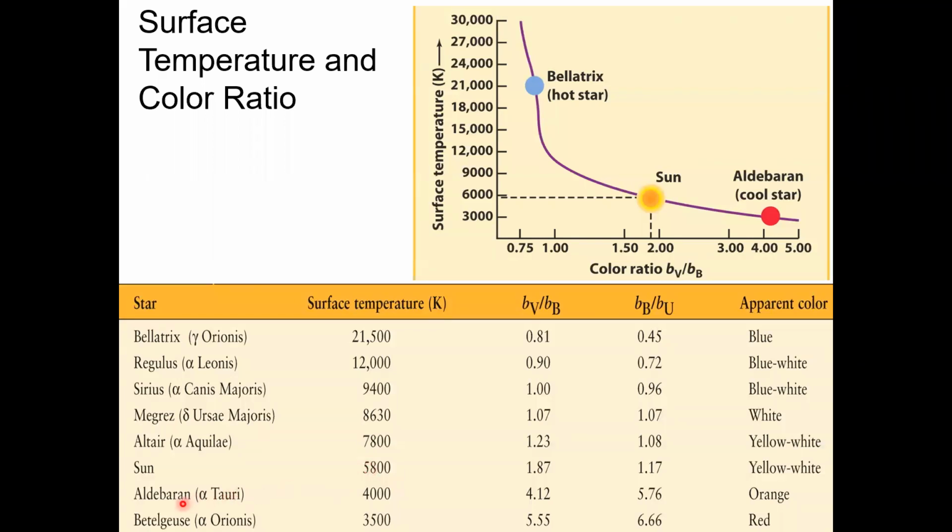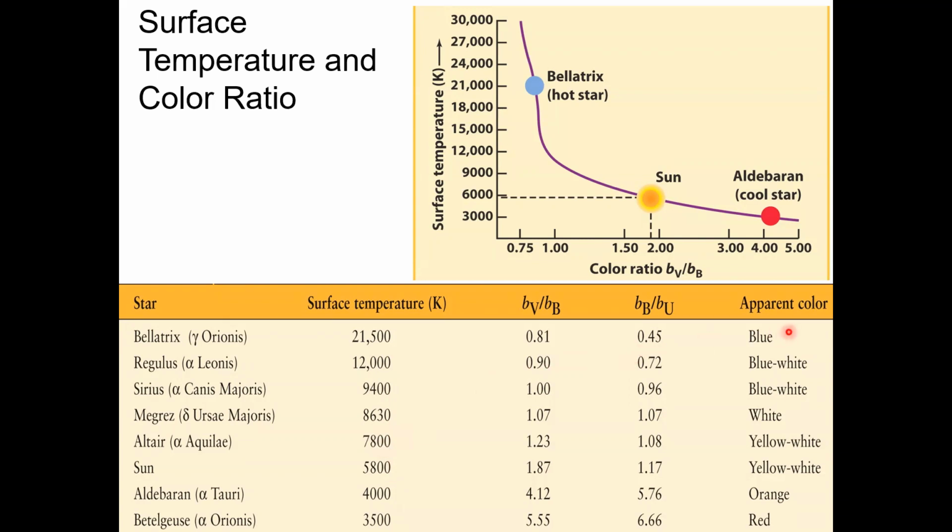And other stars like Aldebaran and Betelgeuse are cooler. These two stars are also kind of famous. Aldebaran is from the Taurus constellation, and Betelgeuse is from Orion. These are also very familiar star patterns. And this is the color ratio, violet versus blue, and blue versus ultraviolet. So see, with these two ratios, you can track that, because they are that close.